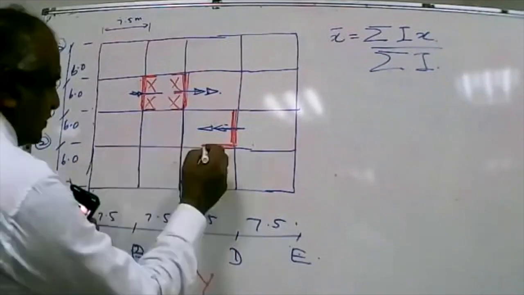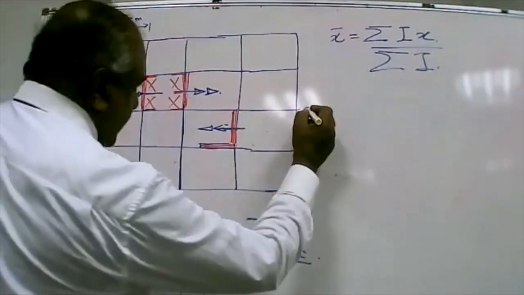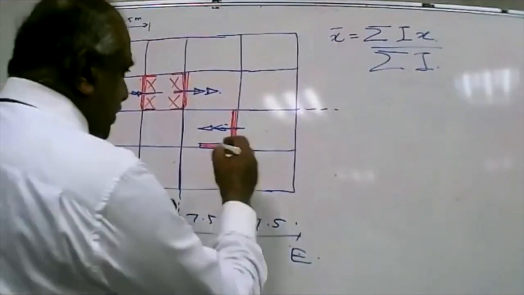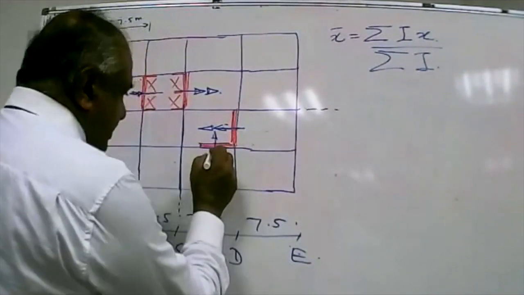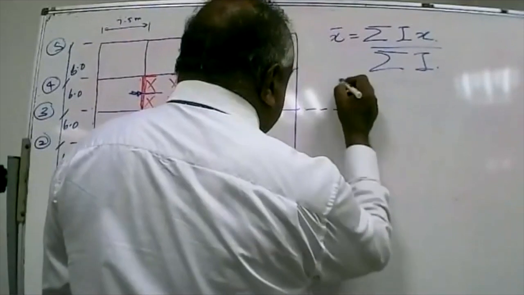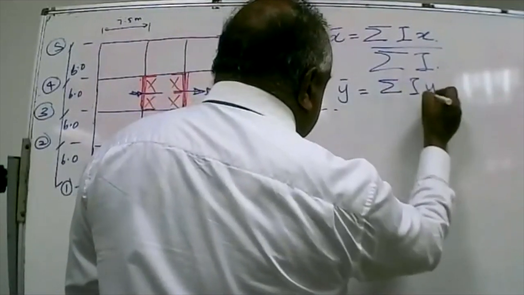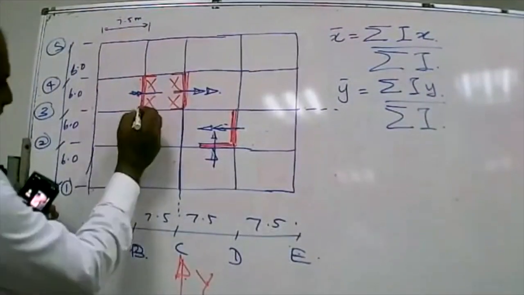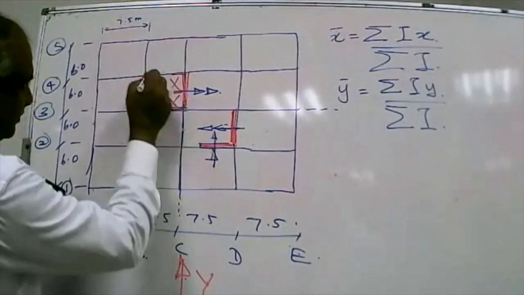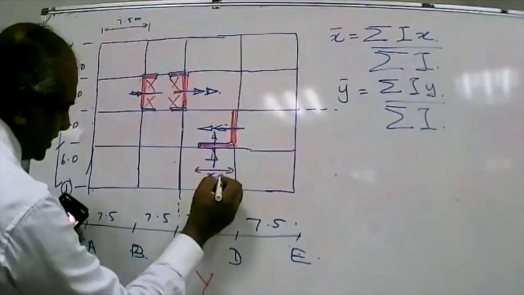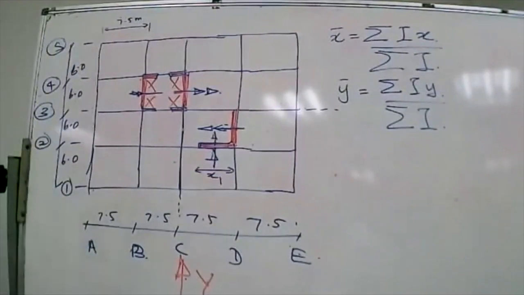Similarly, when you take these walls, we like the centroid to lie somewhere here. So for these walls, the axis of bending will be like this. So what we do is we take y bar is equal to sigma I y divided by sigma I. And when you take that direction, you have to add this wall, and this wall. And let's say the length of this wall is x1. Then you can calculate the length of that wall.